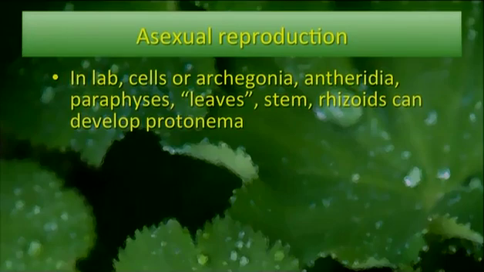Protonema, remember, we talked about that. They're actually developing from the spores, right? Protonema develop from the spores, they green up, and they develop into gametophytes. So protonema can develop from cells or archegonia, antheridia, paraphyses, so-called leaves, stem, and rhizoids. They can develop protonema, so they can do asexual reproduction that way.